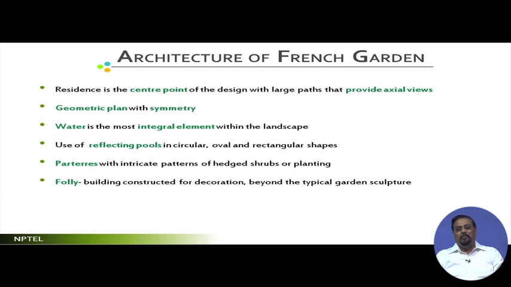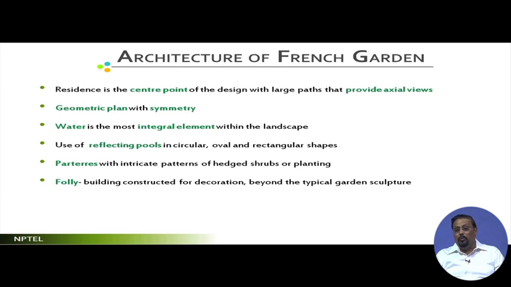Folly buildings, they have been constructed for decoration. What is a folly building? Basically, all these buildings are for decoration, not much use otherwise. They are just to create some kind of surprise, some kind of attraction, a wow effect. Highly ornamental, very expensive maybe, but they became an integral part of the French landscape.